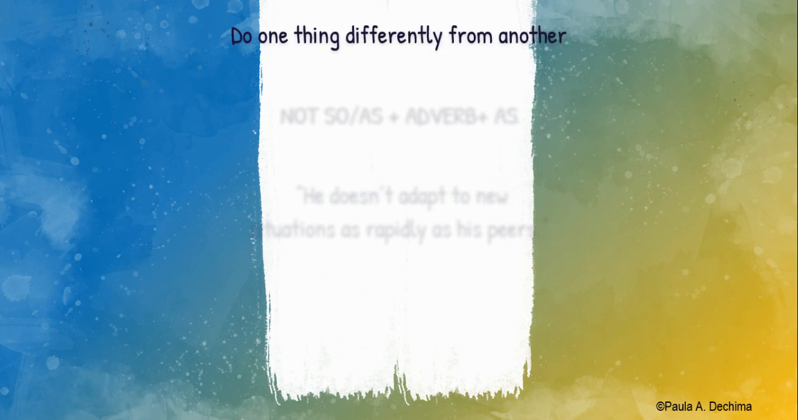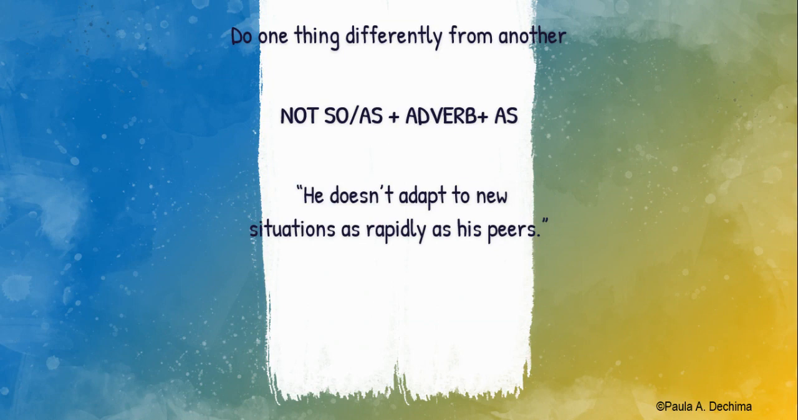To say we do one thing differently from another, we use this form: not so or not as plus adverb plus as. He doesn't adapt to new situations as rapidly as his peers.